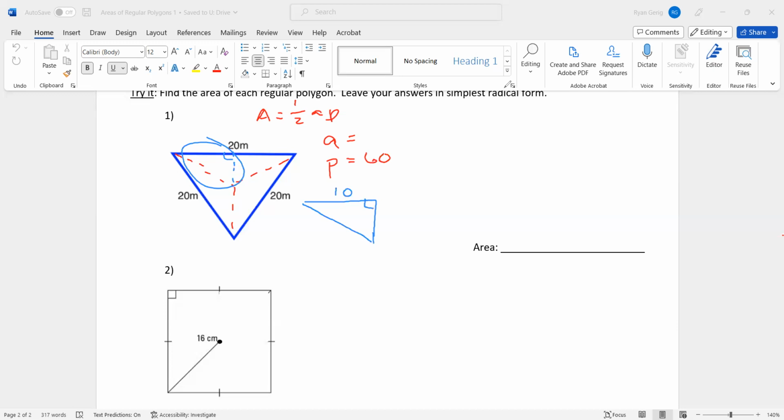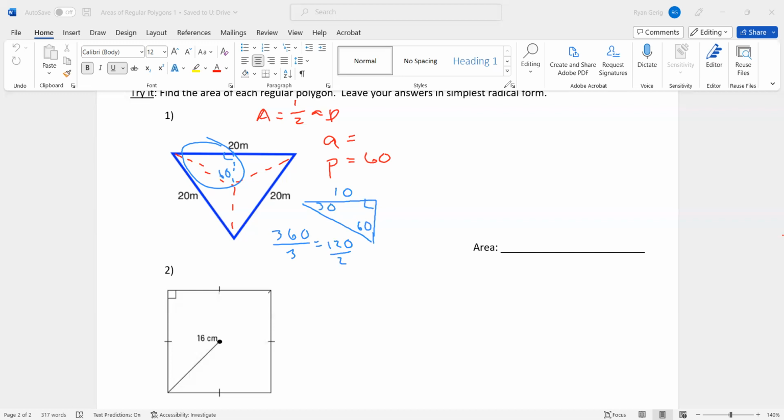I don't have an angle yet, but I need an angle. This is where those central angles come in. Well, it's 360 divided by how many central angles there are. Well, in an equilateral triangle, there's 3. So 360 divided by 3 is 120. The apothem cuts that in half. So it's 60. So this is 60. The central angle here is 60, which leaves me, this is 30.